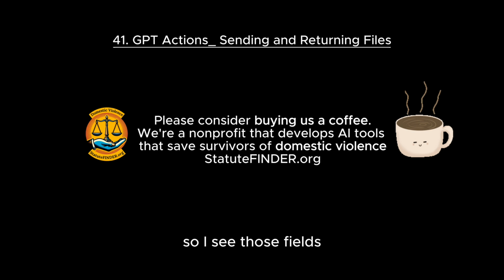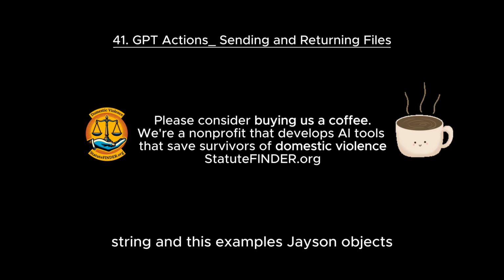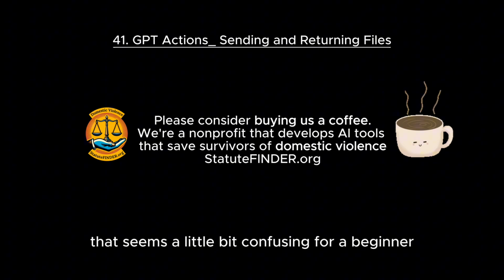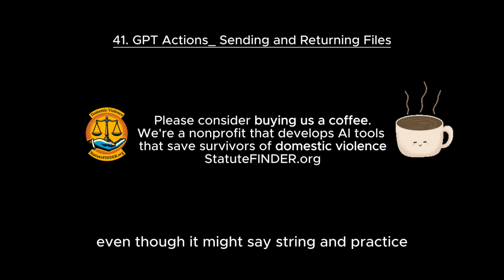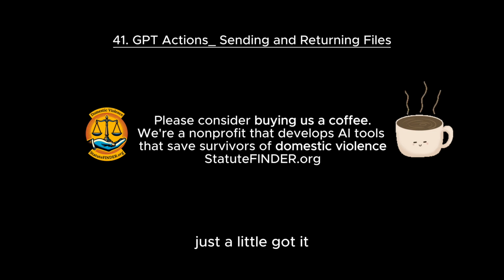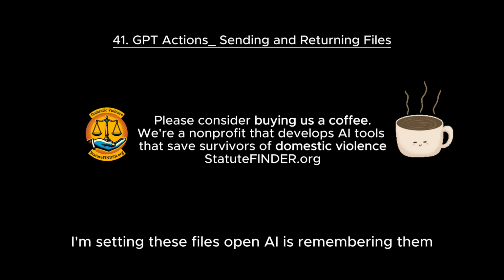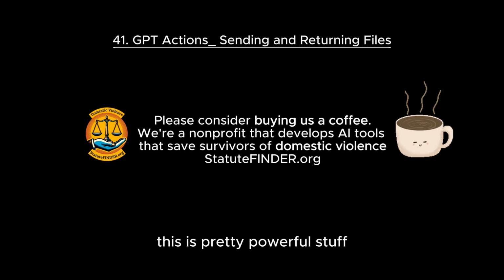Okay, so I see those fields, but the schema in the documentation says array of type string, and this example is JSON objects. That seems a little bit confusing for a beginner. You're absolutely right. That's one of those quirks in the documentation that can trip people up. Even though it might say string, in practice you're working with those JSON objects. Okay, so it's a little different. Just a little. Got it. So just to recap, I'm sending these files. OpenAI is remembering them, and it's using them to understand the context of my requests. Exactly. This is pretty powerful stuff.